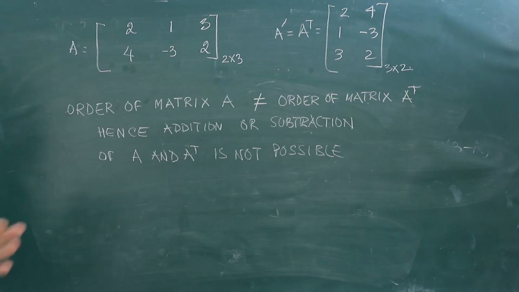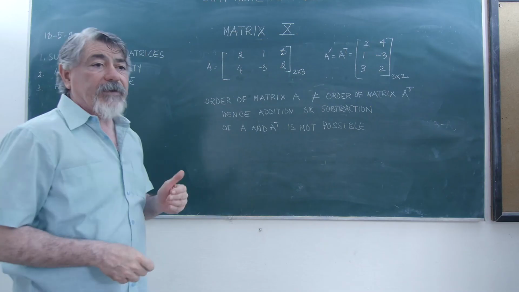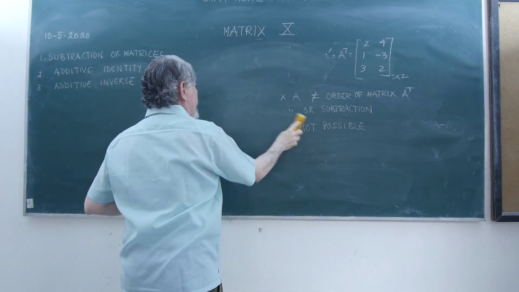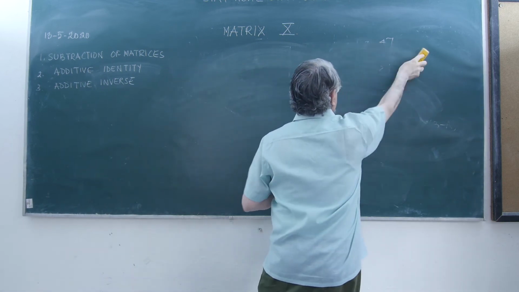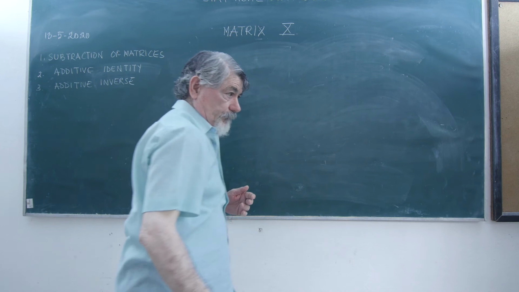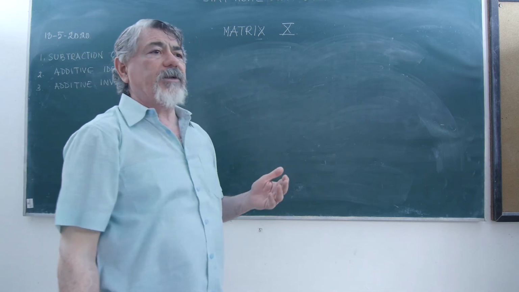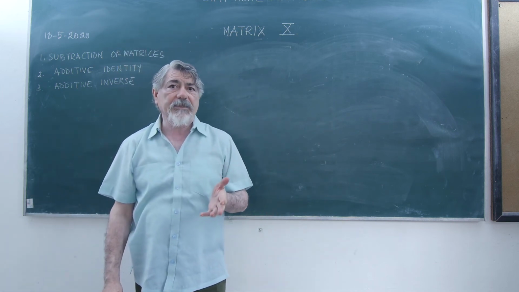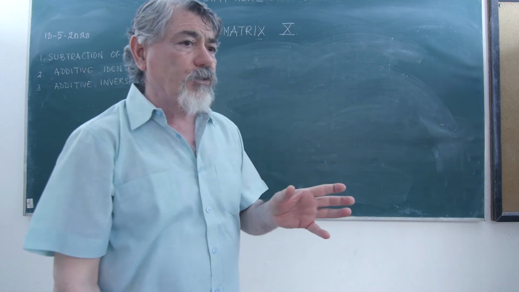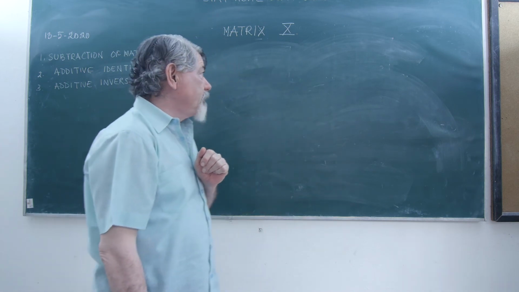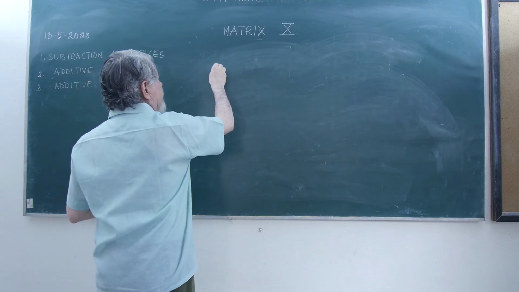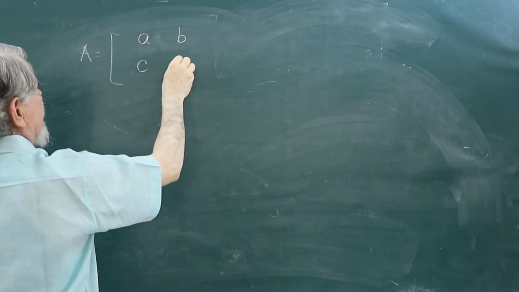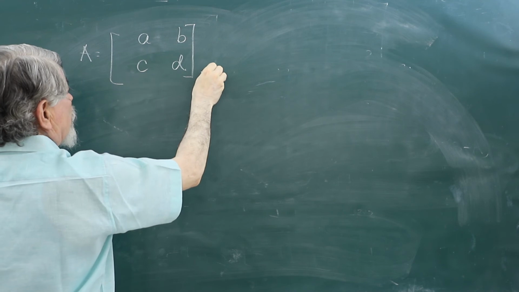The next thing which I have to discuss in this topic is additive identity. What is additive identity? Additive identity in matrix is such that if we add something to the matrix and the matrix remains unchanged, then that quantity which is added to the matrix is called additive identity. For example, I have a matrix A, which is a, b, c and d. This is a matrix of the order 2 into 2.